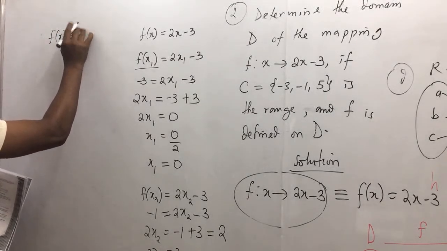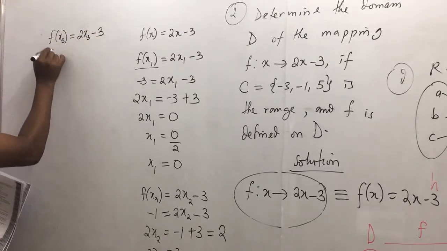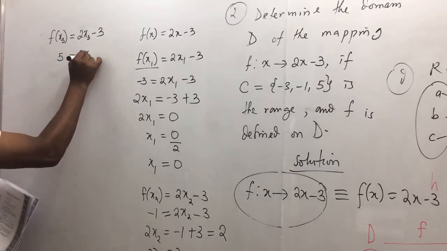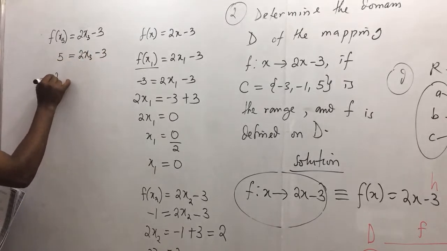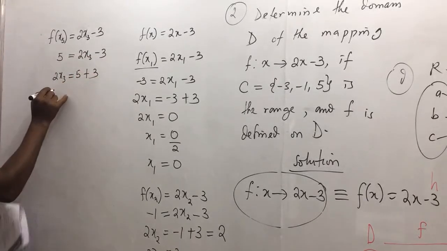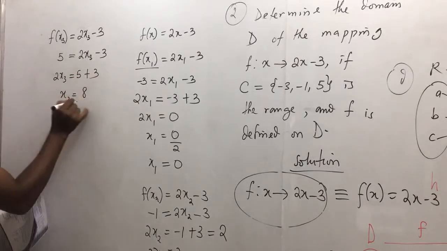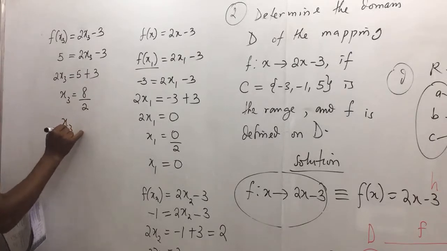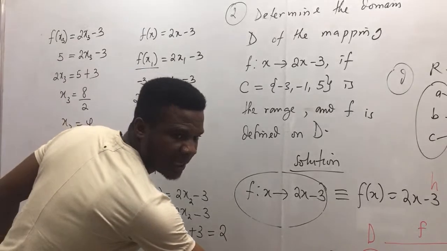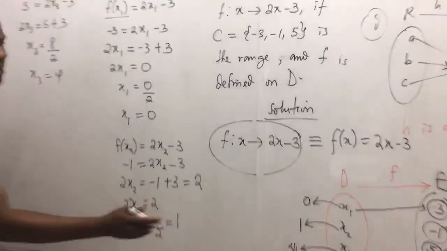Finally, if you now go over to f of x3, if you go through what we have done, it can be written as 2x3 minus 3, and f of x3 is 5. So 5 will be equal to 2x3 minus 3, and 2x3 will be equal to 5 plus 3. Making x3 the subject, 5 plus 3 is 8, and 8 over 2 is 4. So this can now be written as 4.